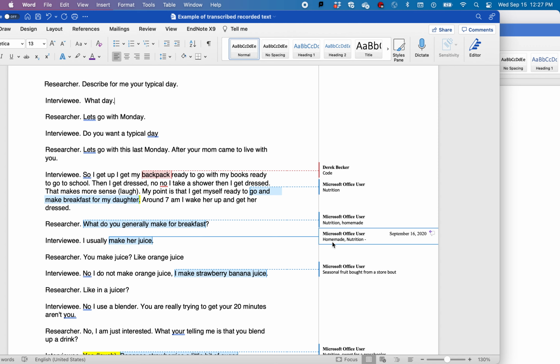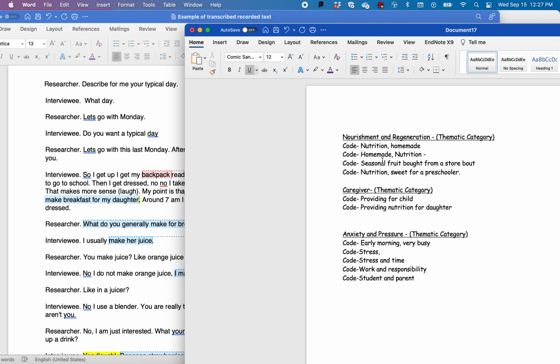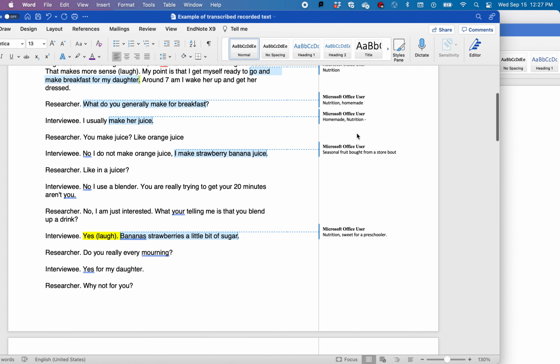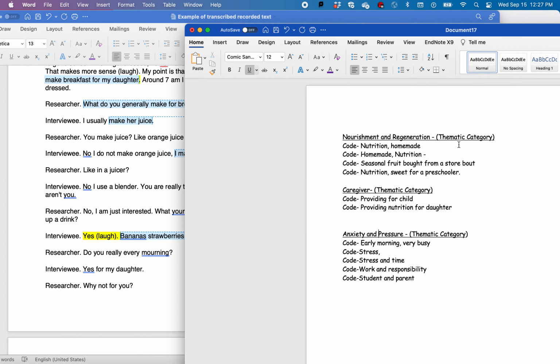She's talking about some of the foods she fed her daughter and some of the things they would eat for breakfast. I've taken these codes and put them in a separate document, and this is the code information I've gotten from these highlighted texts. I went through and made codes, and grouped those together. And then I've come up with the thematic categories, which I've highlighted up here.